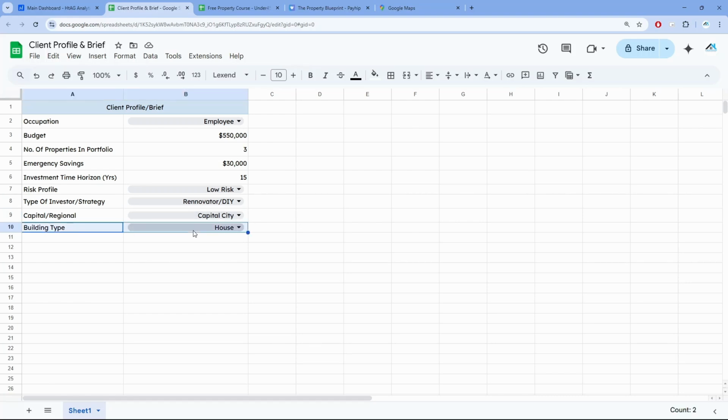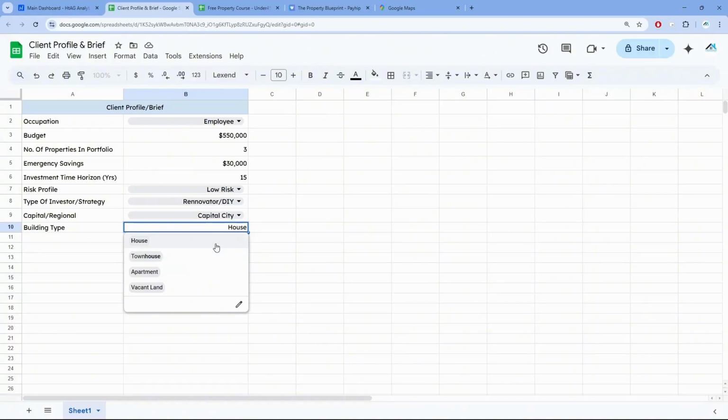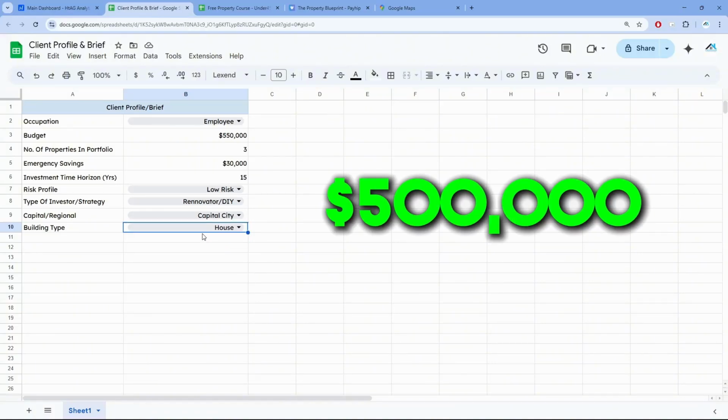The next one is building type. We need to look at whether you're looking at houses, townhouses, apartments, or even vacant land to develop on. This is all important because if you're specifically looking for a house and you only have a $500,000 budget, then maybe you can't get into a capital city.